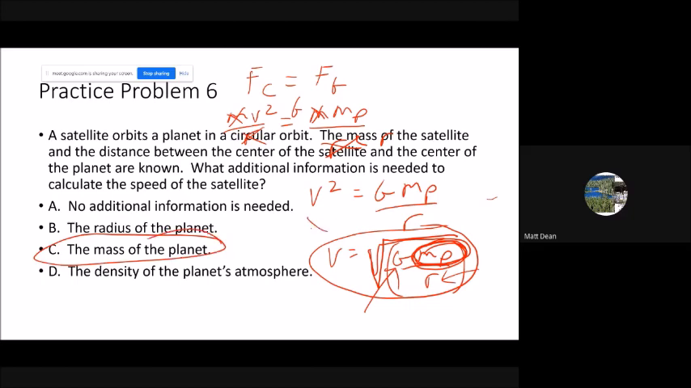So derive the equation, see what you're missing. G, you always know. It doesn't matter where you are in the universe. The universal gravitation constant is the same. R, they gave you in the prompt up here. What you didn't know is the mass of the planet.